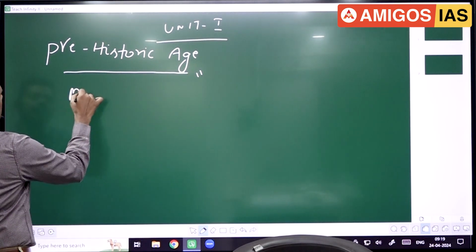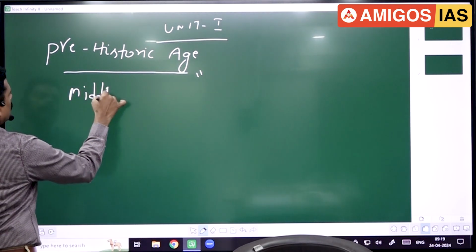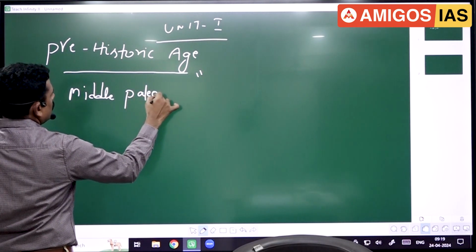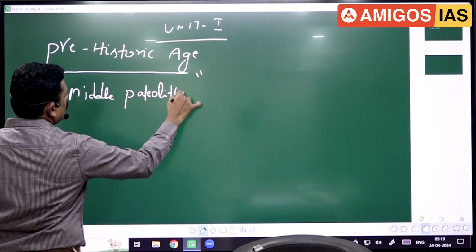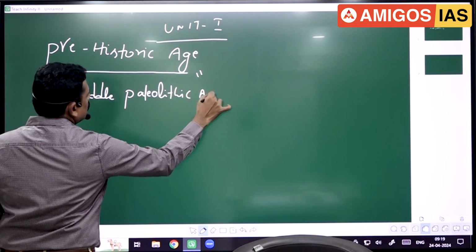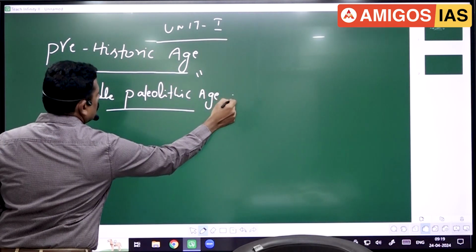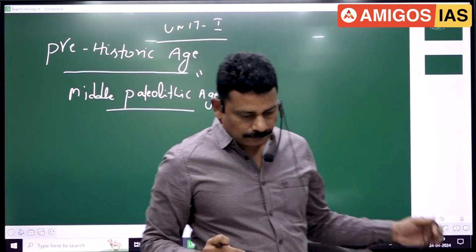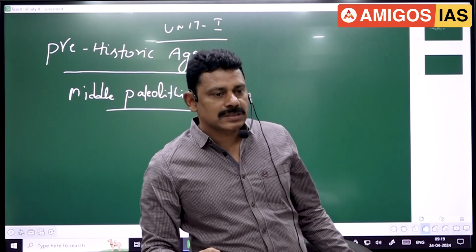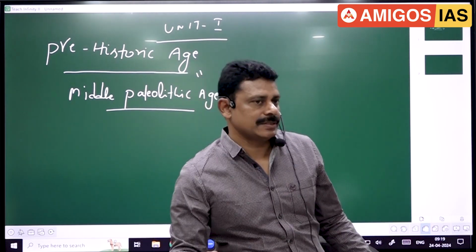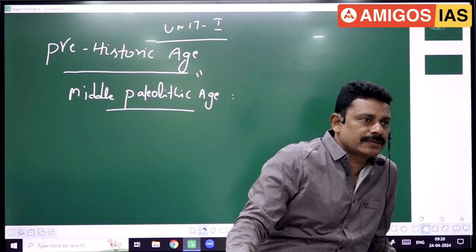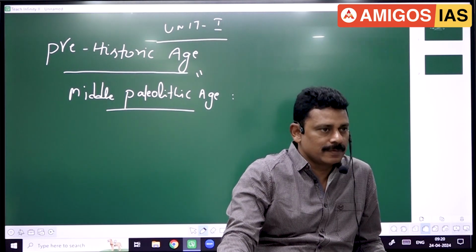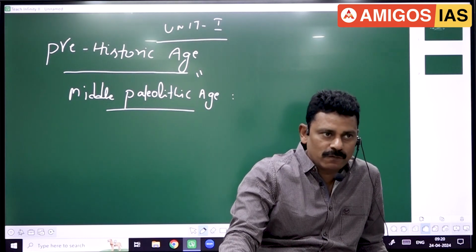Now, the Middle Paleolithic age. This period goes up to 40,000 BC, right from 1.25 lakhs up to 40,000 BC, that is, 1,25,000 BC to 40,000 BC.